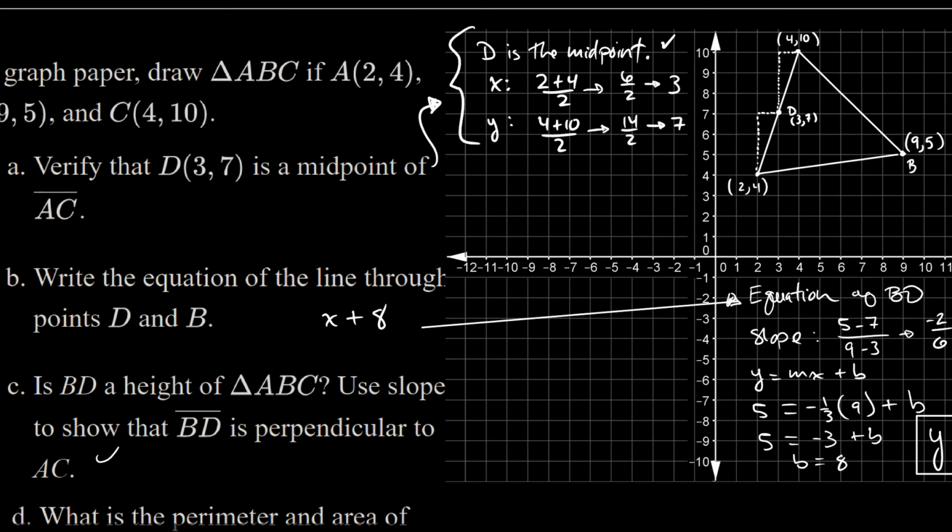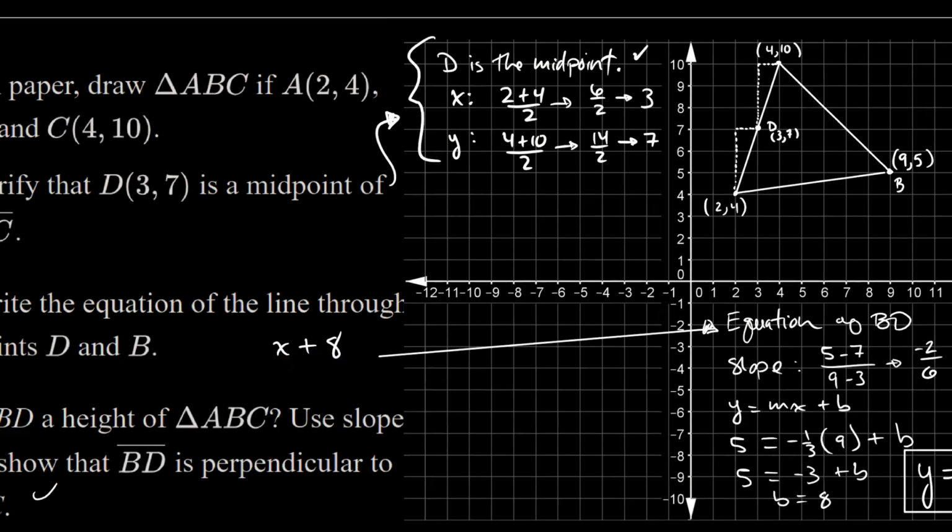So the next thing that I'm going to do is, it says, is BD a height of the triangle? So here's the thing: for any segment to be a height of a triangle, let me say this slower, if it's going to be the height, it has to be perpendicular to the base.